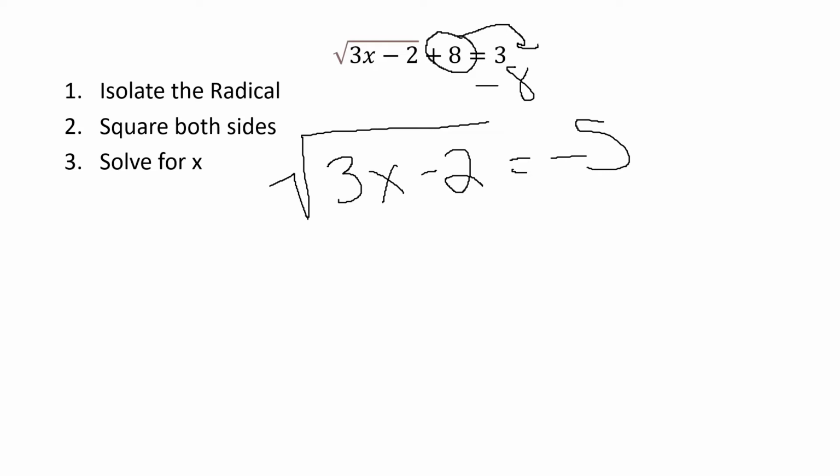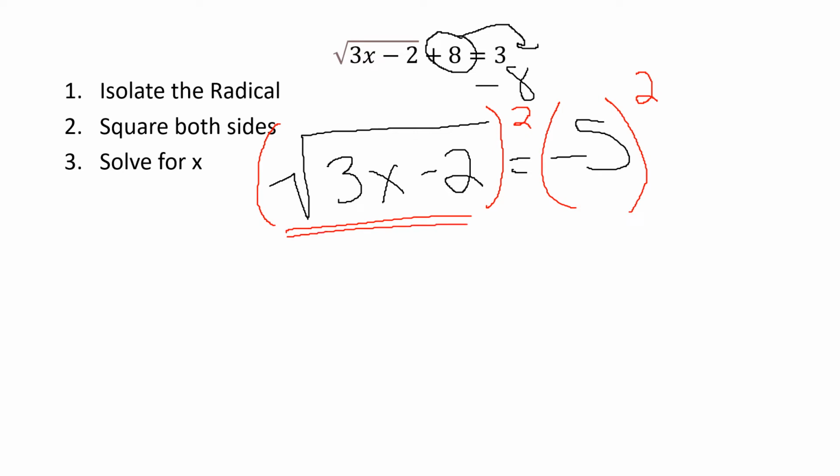At this point, we have to get rid of this radical sign. And remember, the inverse of square rooting is squaring something. So I'm going to square both sides, and I'm going to put parentheses around everything because everything has to be squared. Now, instead of actually working out this times this, here's what you need to remember. Squaring undoes a square root. So the square root of 3x minus 2 squared is just 3x minus 2. Squaring something undoes the square root of it.